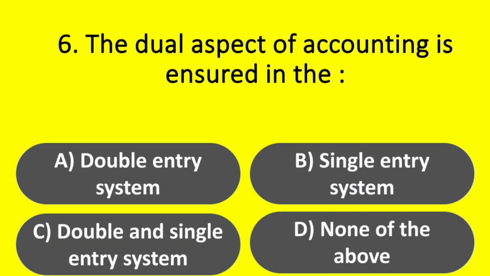The dual aspect of accounting is ensured in the option A, double entry system, option B, single entry system, option C, double and single entry system, option D, none of the above. Answer option A, double entry system.